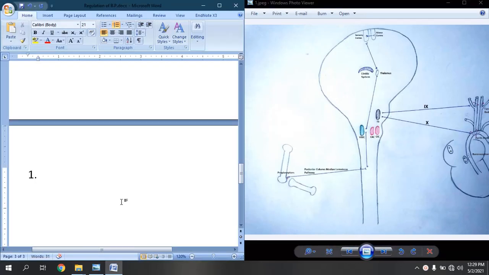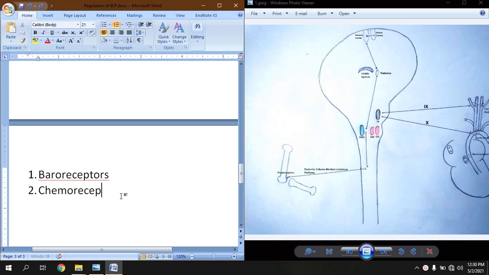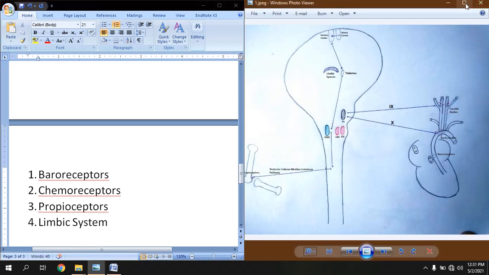Number 1, the baroreceptors. Number 2, the chemoreceptors. Number 3, the proprioceptors. Number 4, the limbic system. So first of all, the baroreceptors.